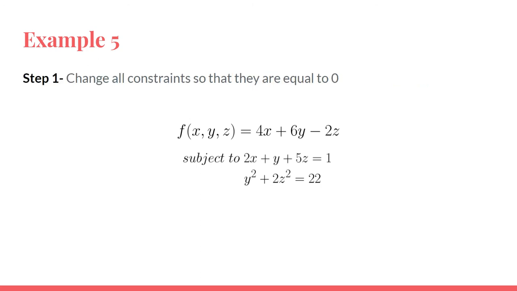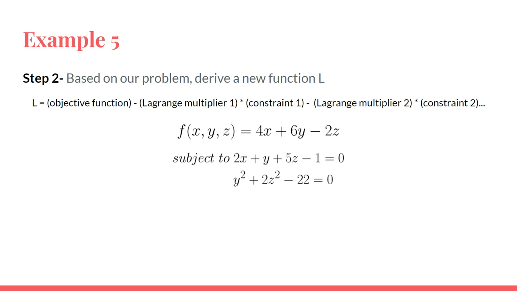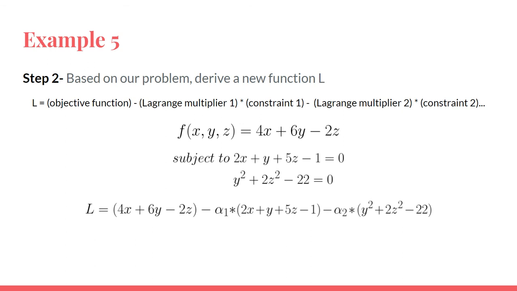In step 1, we're going to change all constraints so that they are equal to 0. By doing this, we have two new constraints that say that 2x plus y plus 5z minus 1 is equal to 0, and y squared plus 2z squared minus 22 is equal to 0. Then, based on this problem, we will derive a new function L that's going to be dependent on our objective function and our two constraints. This new function L is given by 4x plus 6y minus 2z minus alpha 1 times 2x plus y plus 5z minus 1 and minus alpha 2 times y squared plus 2z squared minus 22.